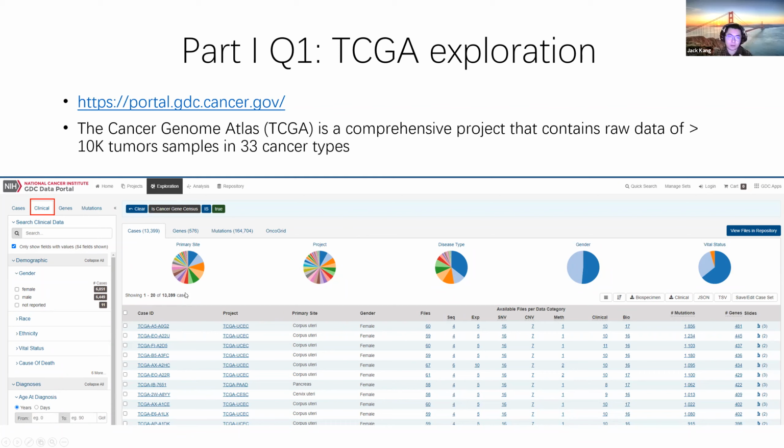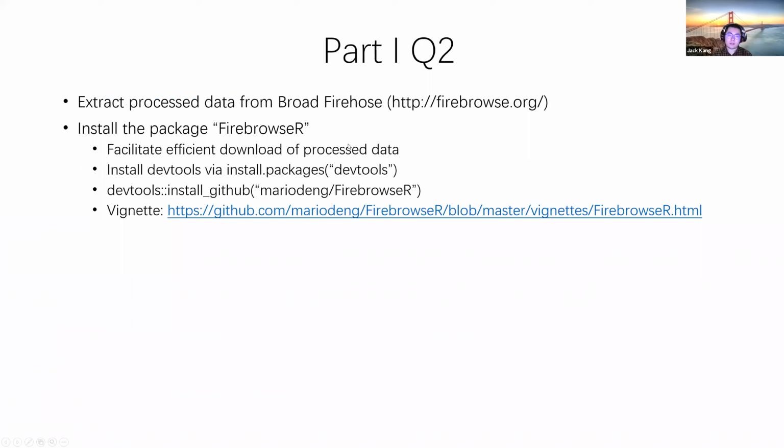Broad Firehose. You need to first install the relevant package, file browser. It facilitates efficient download of processed TCGA data. You need to use the devtools package, but if you haven't installed that yet, you should first use install.packages devtools and then install from GitHub. This is the vignette for file browser, and feel free to explore it.